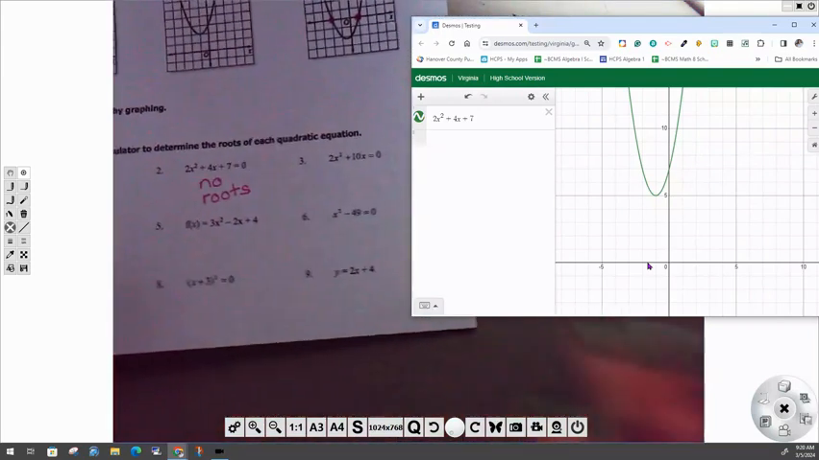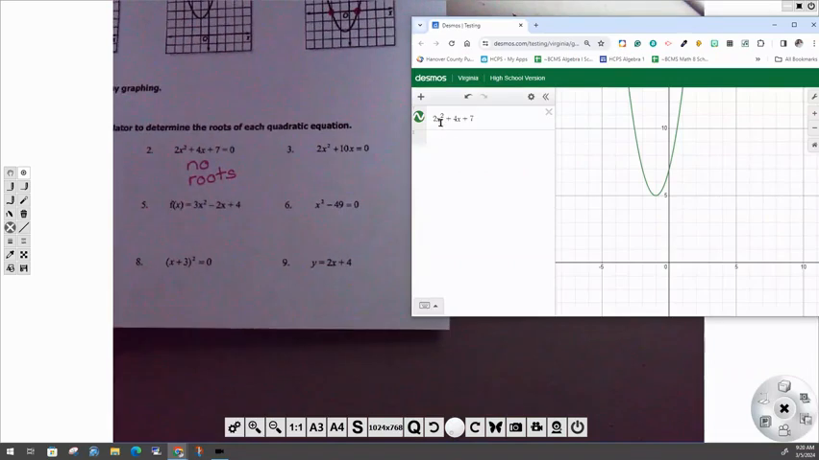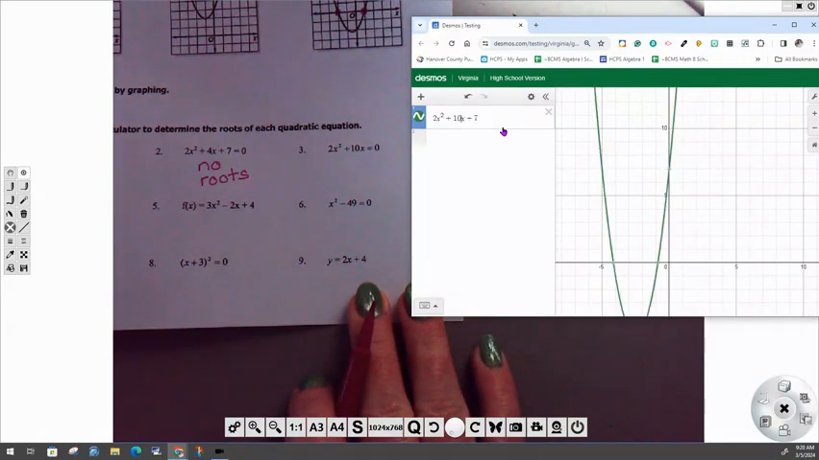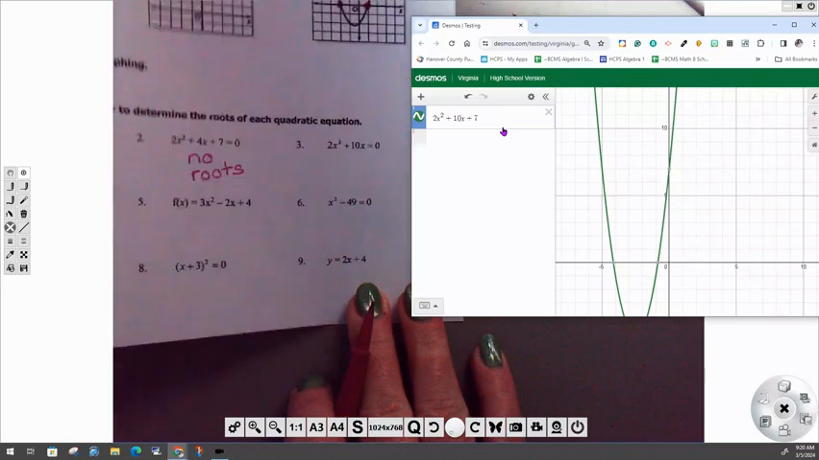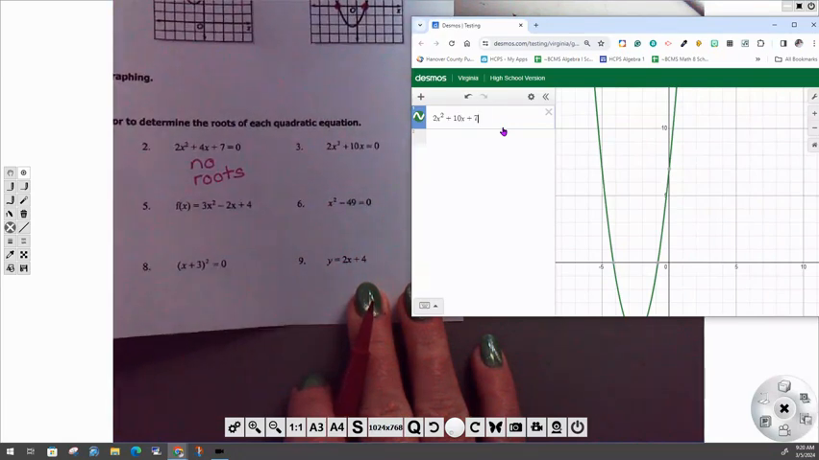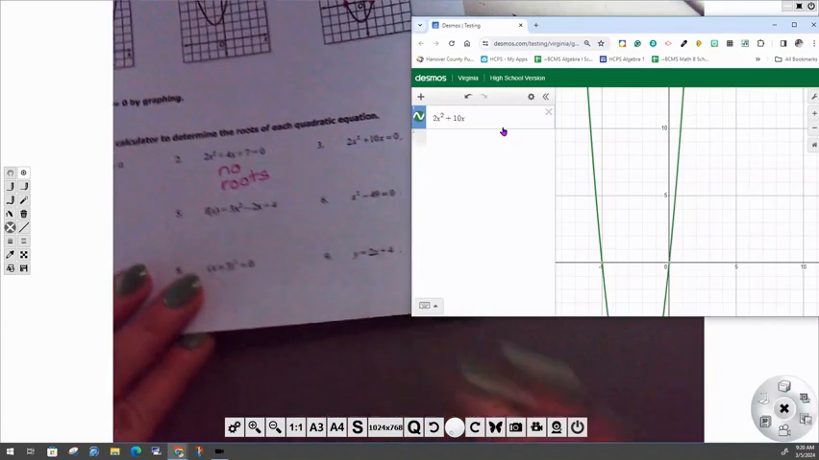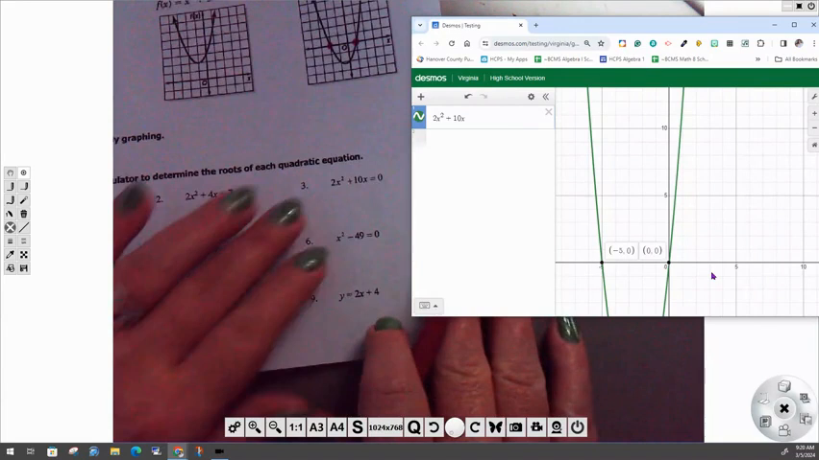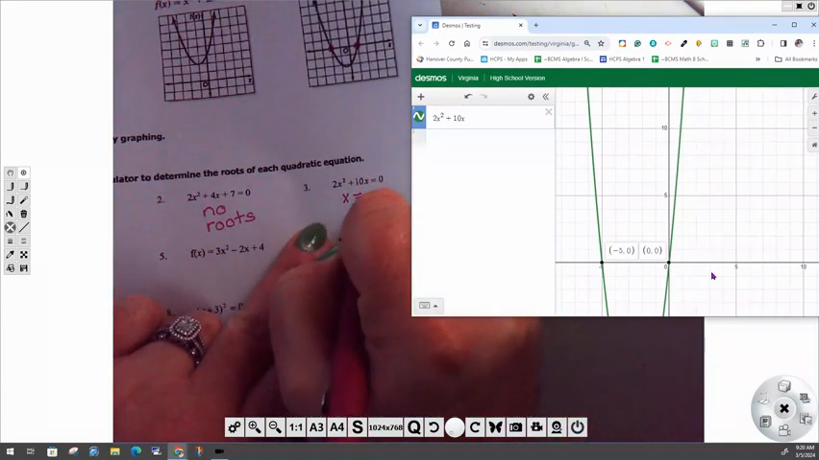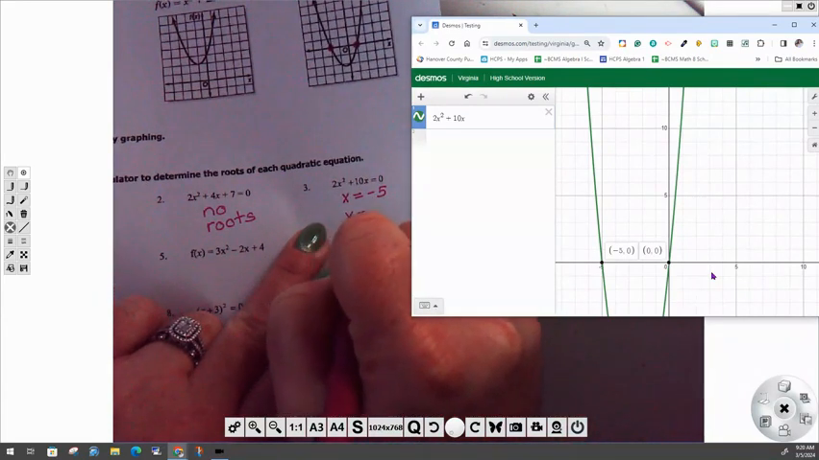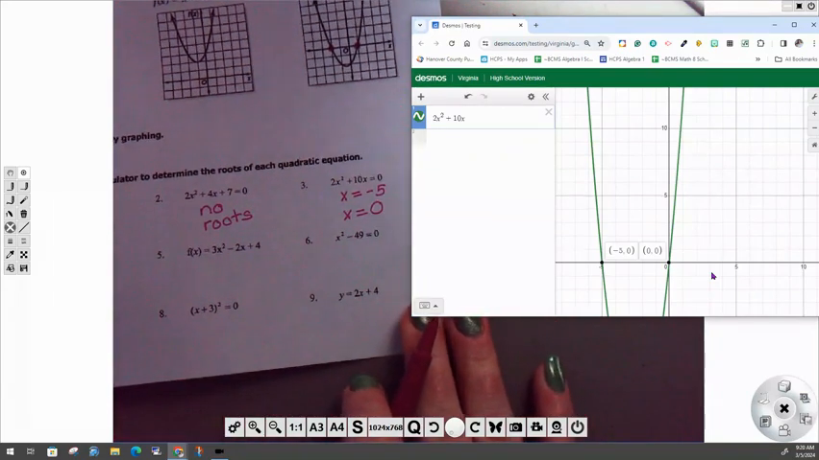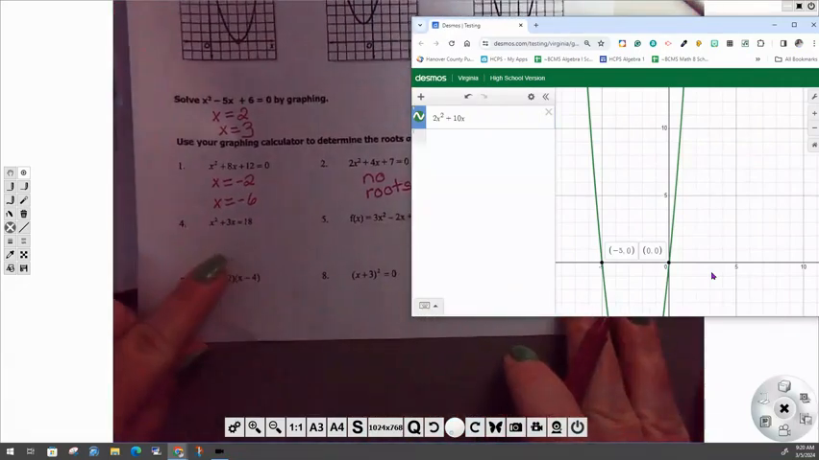All right, let's do number 3. This one has 2x squared plus 10x plus 7 or plus 0. So let's get rid of that. All right. So let's look. So there's 1 and there's 2. So I would say x equals -5 and x equals 0. Yes, 0 is a root. It's okay.